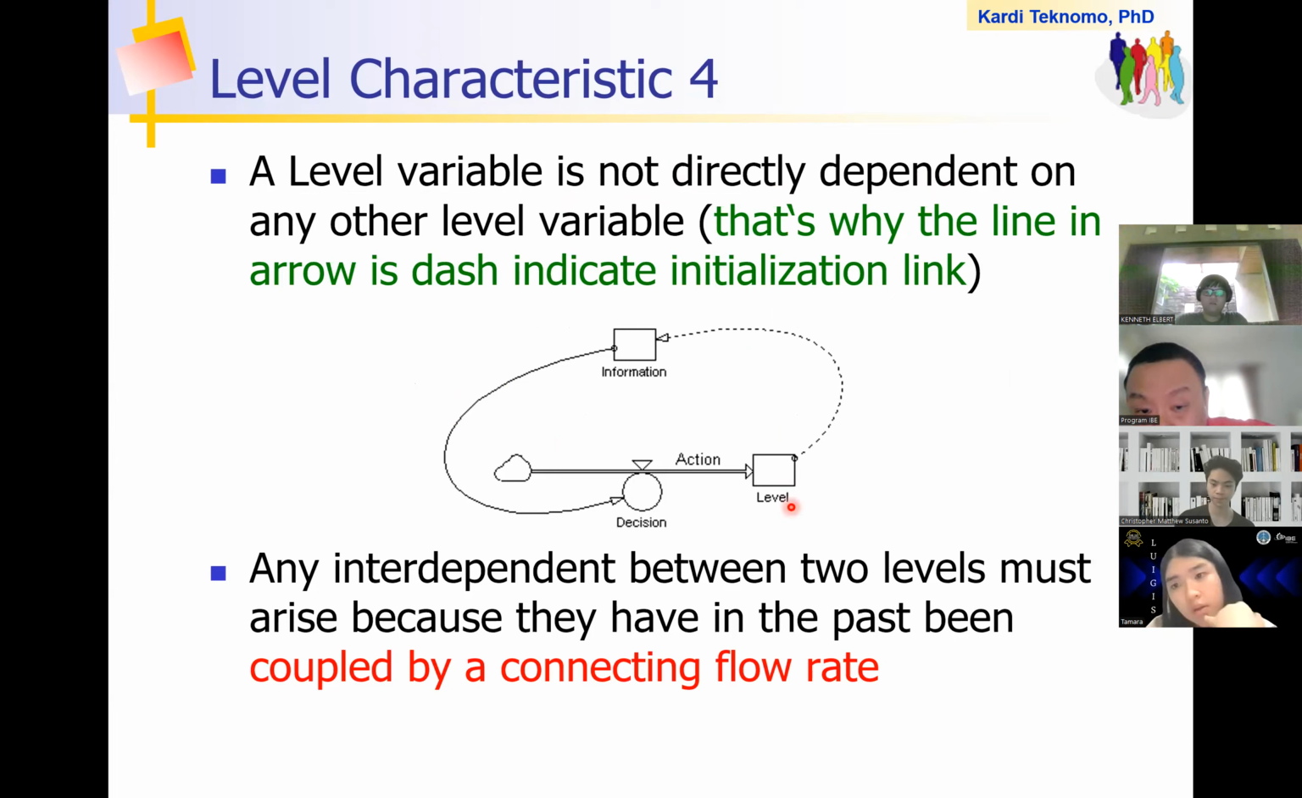So in here, for example, the level here influences the information. This is just a copy. This is not an action. There is no possibility of direct influence. So that's why we call it a dash line here, because this is just a copy. Any interdependency between two levels must arise because there is a connecting flow rate. There must be a flow rate here. Is this clear?